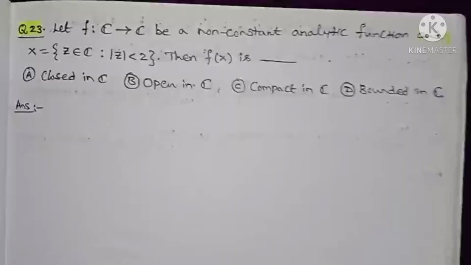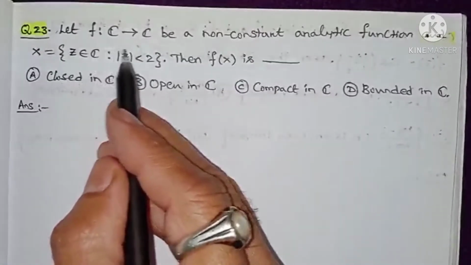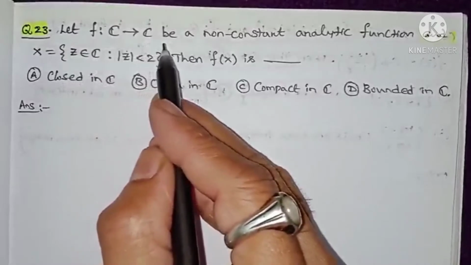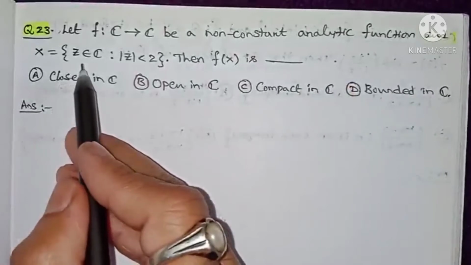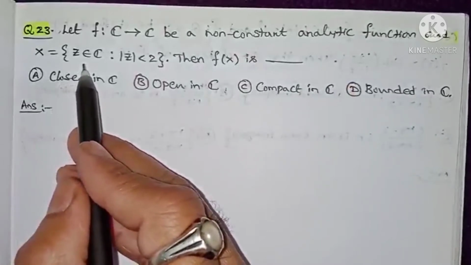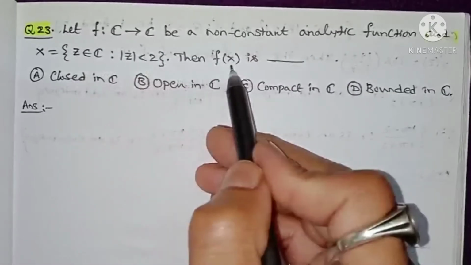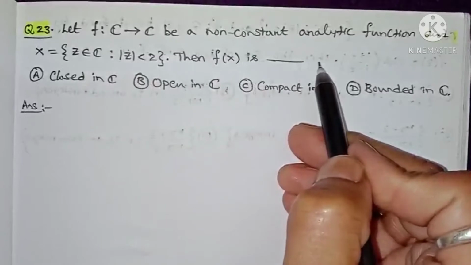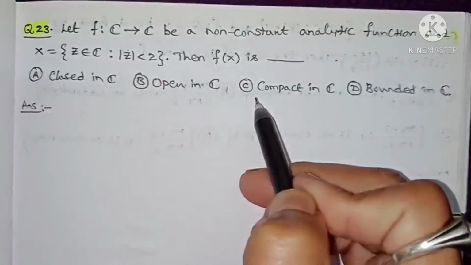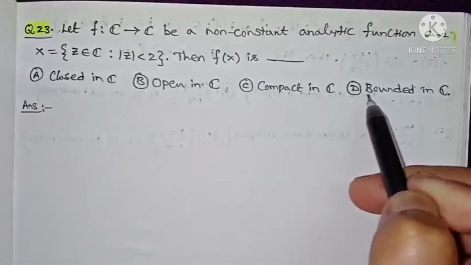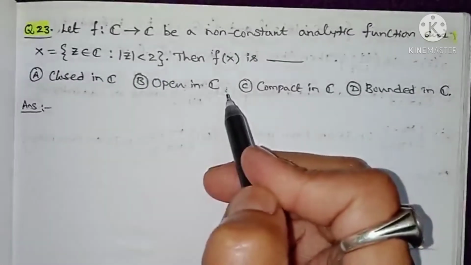Next we have question number 23, and the question is: let f be a mapping from C to C, the complex plane to the complex plane, a non-constant analytic function, and X equal to the set consisting of all complex numbers z belonging to C such that modulus of z is less than 2. Then f of X is dash. The four options are: option A, closed in C; option B, open in C; option C, compact in C; and option D, bounded in C. We have to choose one correct option from these four.